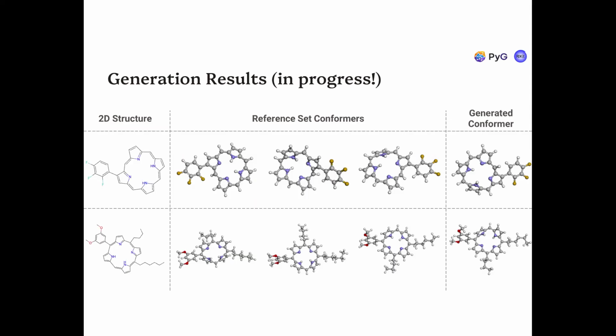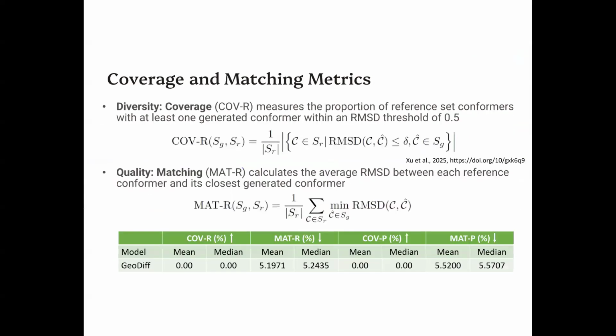On the left, in the first column, you have the 2D structure. In the center column, you have the reference set with the conformers available in the test set, and on the right, you have a conformer generated by the trained model. And as you see, the generated conformer is in compliance with the symmetry of the reference set, in accordance with the symmetry necessary.